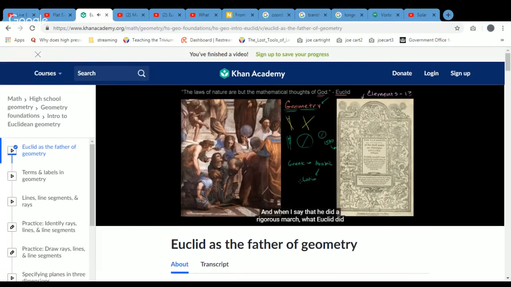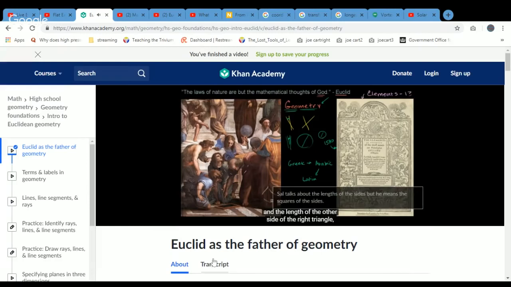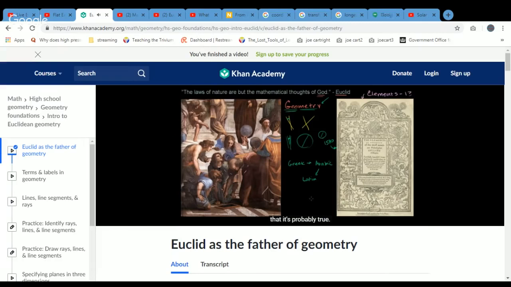And when I say that he did a rigorous march, what Euclid did is he didn't just say, oh, I think if you take the square of one side of a right triangle and the square of the other side, it's going to be the same as the square of the hypotenuse, all of these other things. And we'll go into depth about what all of these things mean. He says, I don't want to just feel good that it's probably true. I want to prove to myself that it is true.